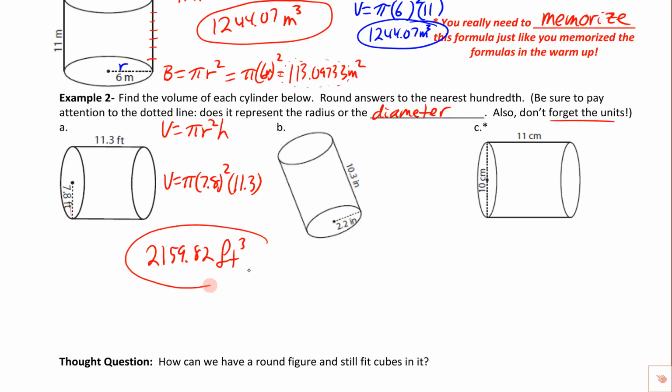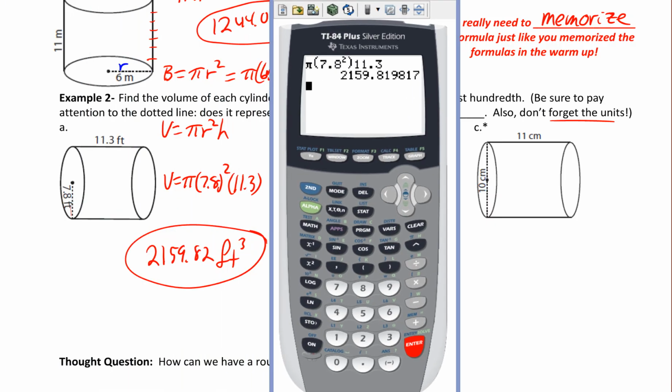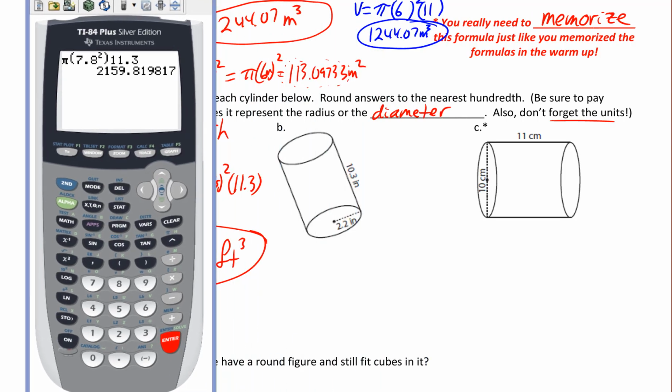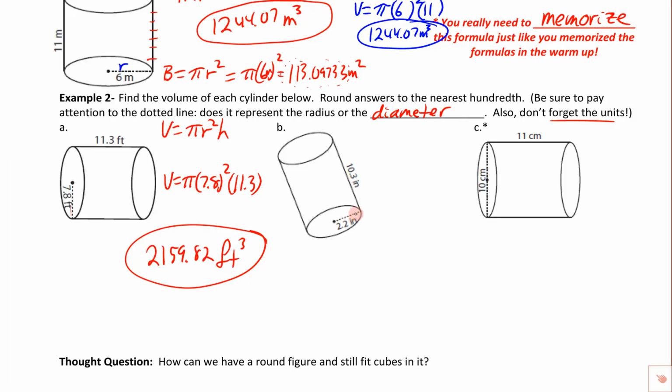2159.82. We've already got the units on there. I always like to bring up the calculator and just make sure that I've typed that or written that correctly. Looks good, so we're all set to go. Okay, so it's literally that quick. That's the answer. So notice on this one right here, we're going to have the volume equals, I'm going to write this down, pi r squared h.